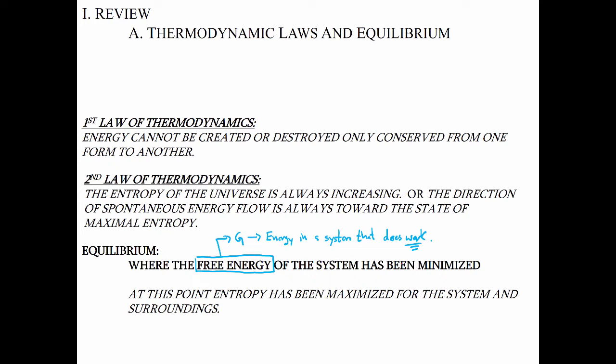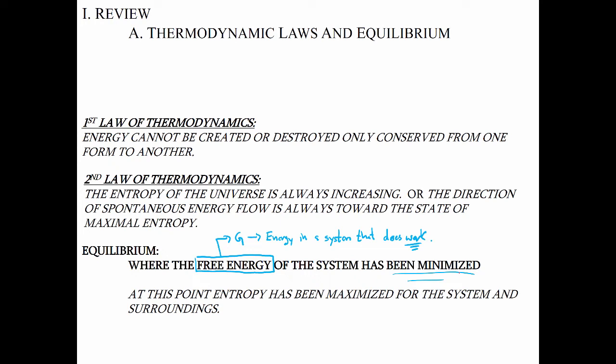So when we think about equilibrium, equilibrium is where the free energy of the system has been minimized, meaning that the energy in the system that could do work is no longer there. So a system at equilibrium can no longer do work. Think about our burner. Once it reaches equilibrium with the room, there's no longer an orderly transfer of thermal energy from the burner to the room, and therefore there can no longer be work done. Before that, there was this orderly transfer of energy from the burner to the room. That's work. Once equilibrium has been established, it's no longer there.